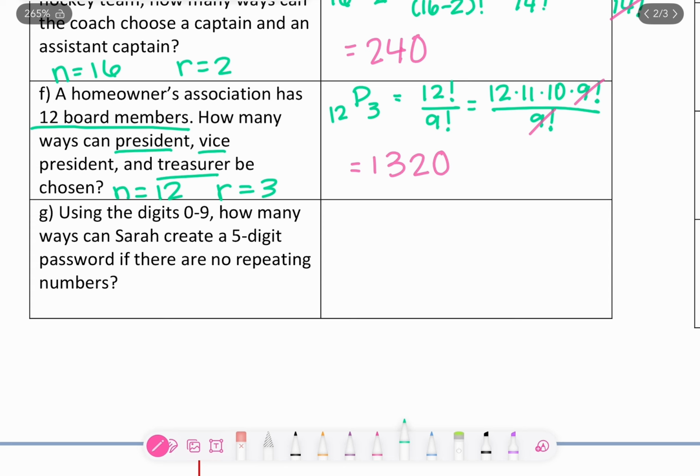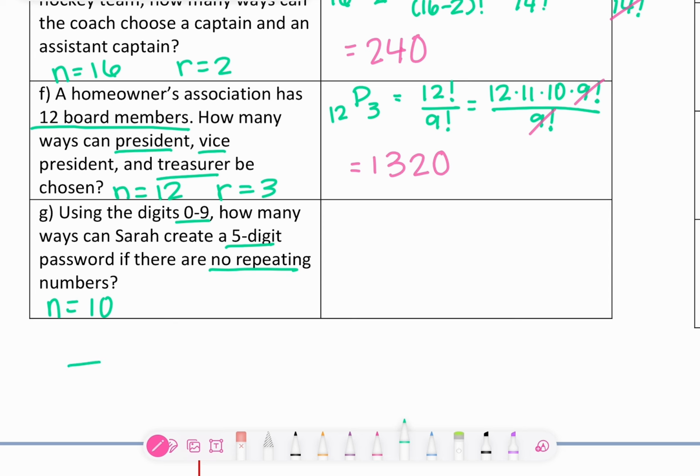Last but not least, it says using the digits 0 to 9, how many ways can Sarah create a 5-digit password if there are no repeating numbers? Okay, so the digits from 0 to 9 give us our total, so that's 10 numbers. No repeating numbers is important, because if we could repeat a number, then when I use, for example, 7, I could use 7 again. And so it's not really rearranging them. It's a little bit different, okay? But since I can't repeat any numbers, it's just rearranging them.